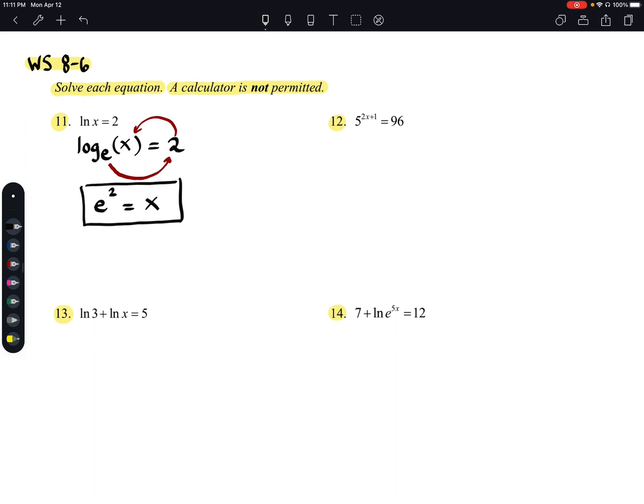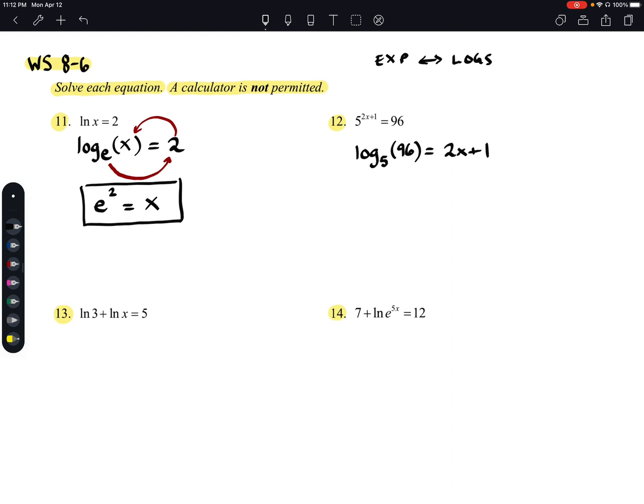Number 12, we have 5 raised to the power of 2x plus 1 equals 96. So remember, this one's exponential. So when we solve the exponentials, we usually have to turn them into logs. So we usually have to go back and forth between those two different kinds of functions. So let's do it. In this case, if I want to turn it into a log, I'm going to use log base 5 of 96 should equal our exponent, which is 2x plus 1.